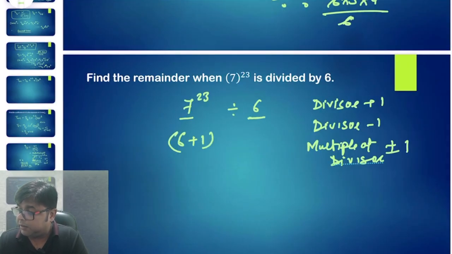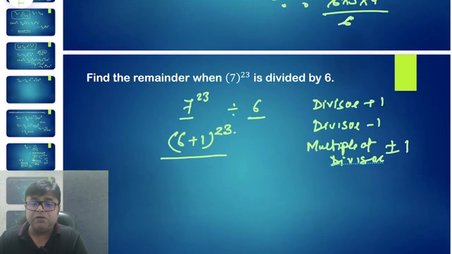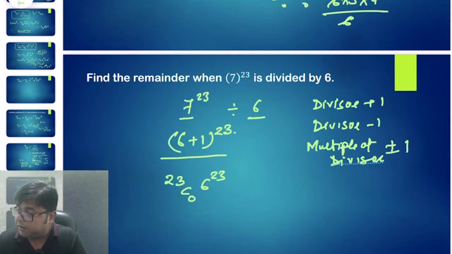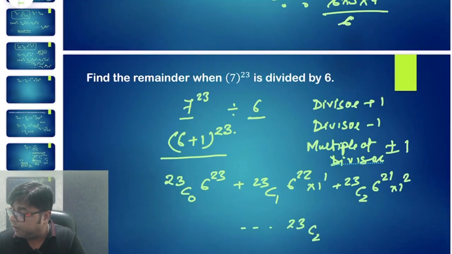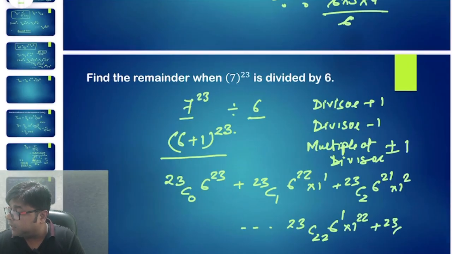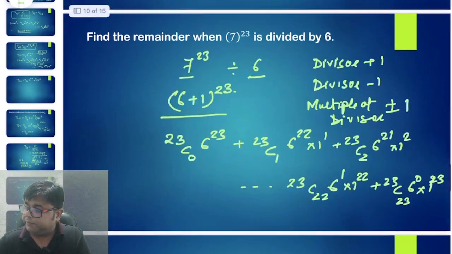So 7 can be written as, and the divisor is 6, so it can be written as 6 plus 1. Now, if I use binomial theorem to expand this, it will give me 23C0 6^23, plus 23C1 6^22 into 1^1, plus 23C2 6^21 1^2, and so on. The second last term will be 23C22 6^1 1^22, and the last term will be 23C23 6^0 1^23. So this is what I've got.